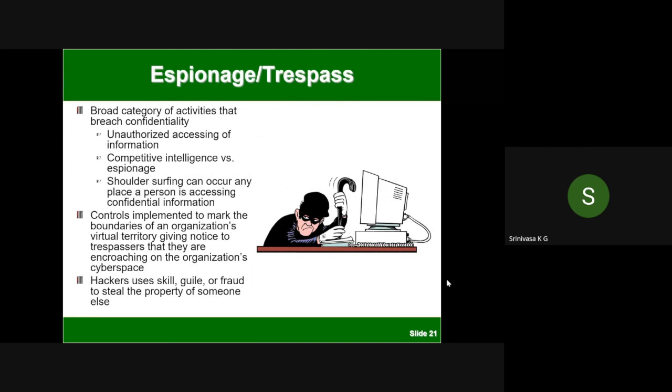Then there is espionage or trespass. What is espionage? Espionage or trespass is a broad category of activity that breaches confidentiality, through unauthorized access of information, competitive intelligence versus espionage, and shoulder surfing, which can occur at any place where a person is accessing confidential information. Controls are implemented to mark the boundaries of the organization's virtual territory, giving notice to trespassers that they are encroaching on the organization's cyberspace. And hackers use skill, guile, and fraud to steal the property of somebody else.